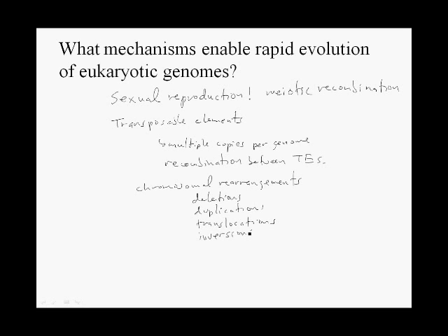And all of these chromosomal rearrangements then can accelerate evolution because they're generating new variants. And so they're actually mutational events. In particular, duplications means that now we have extra genetic material that is now free to evolve and acquire new functions.